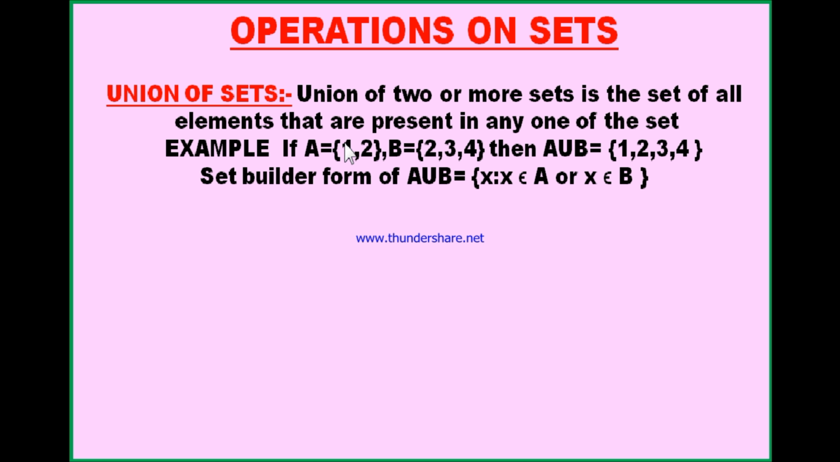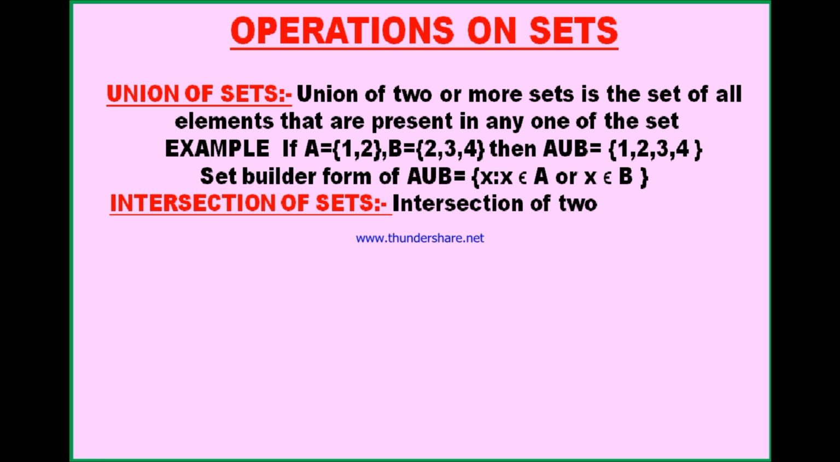And 3 and 4 are not in A but they are in B, even though we wrote them in A union B. Therefore, A union B is nothing but the sum of all the elements of the first set as well as the second set. Therefore, the set builder form of A union B is X such that X belongs to A or X belongs to B. And now the second operation is intersection of sets.